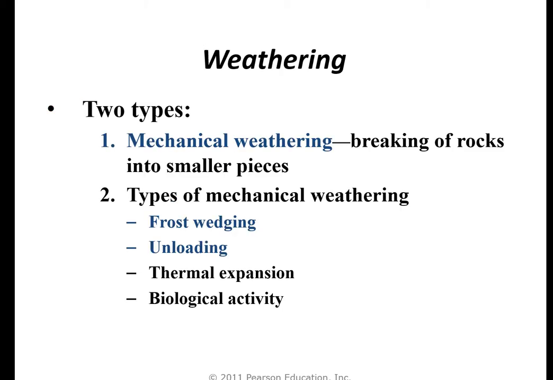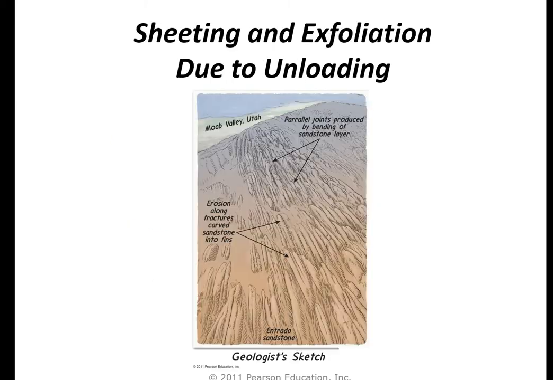There are two types of weathering. We have mechanical weathering, which is the breaking of rocks into smaller pieces. These can include frost wedging, where ice gets locked into the rocks and freezes and changes the density of the rock, unloading and thermal expansion due to heat or cold, and biological activity inside the rock.